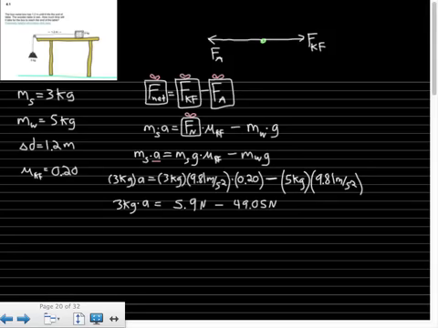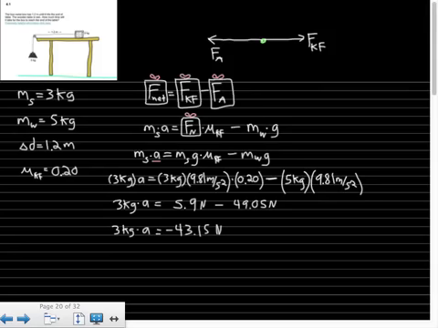Now, what does that 49.05 represent? It represents the applied force pulling to the left. That 5.9 newtons represents the kinetic friction resisting to the right. And when you subtract those, 5.9 minus 49.05, you get negative 43.15 newtons. That number represents the net force. And the net force always equals the mass of the system times the acceleration of the system.